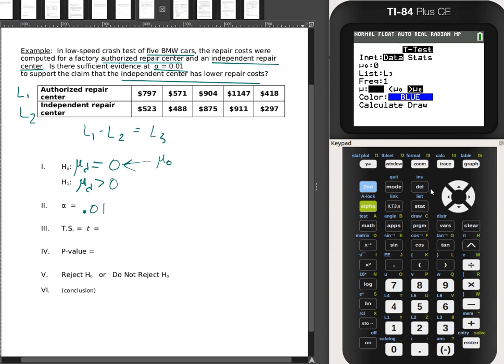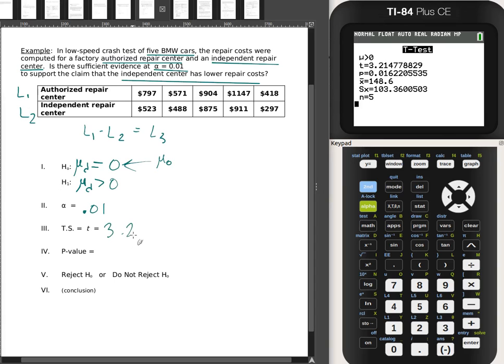Frequency is not really applicable. And we're checking whether it is greater. We're using the one that goes greater than 0. So greater than this one, greater than our number mu0. And then we should be ready to calculate this one. And there we have it. We got a test statistic of 3.215. The p-value is 0.016.